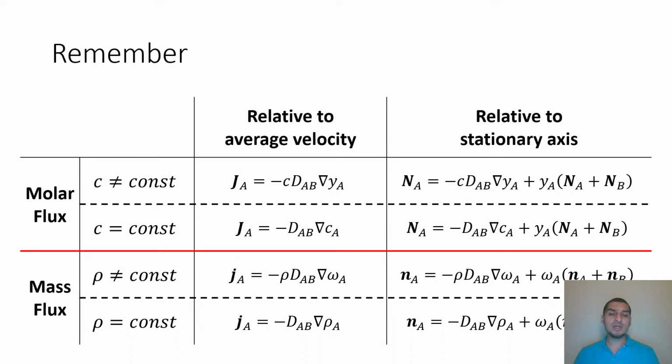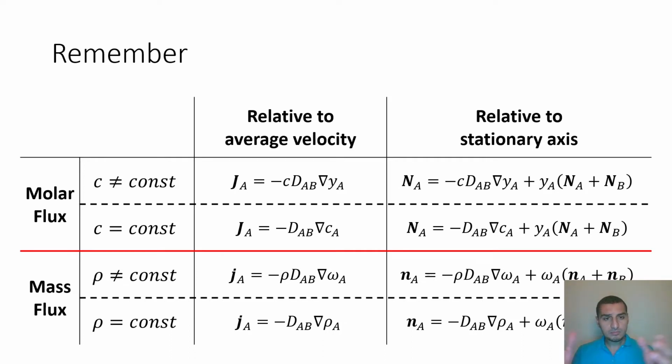we showed that there are 8 forms of the equation depending on mass or mole, depending on whether the concentration and density are constant or not, and depending on whether I am measuring the flux relative to stationary axes or the average velocity. In our case, this is something that is dependent on the derivation that we made, and that's why it was necessary to do the derivation from the very beginning and to go through the steps one by one, because this is something that we need to choose based on this definition.